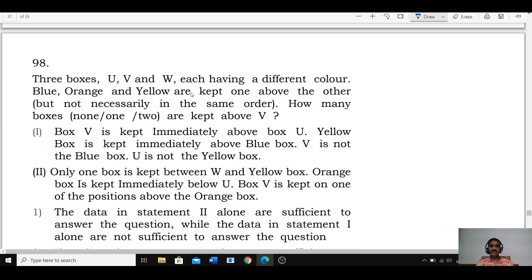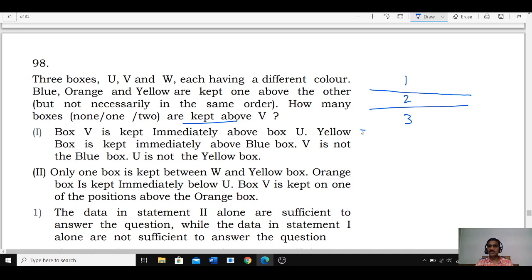Then 98. 3 boxes each having a different color are kept one above the other. How many boxes are kept above V? We need to identify which condition gives us the answer. Now condition number 1. V is kept immediately above U. It can be taken either way, 2 possibilities in condition number 1.